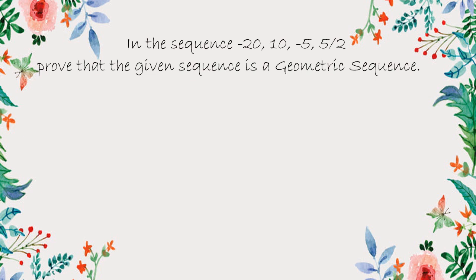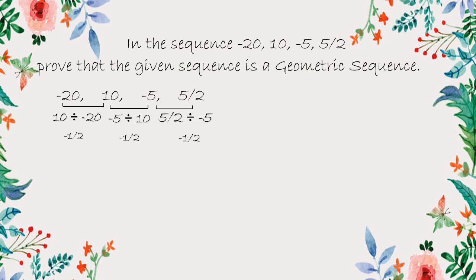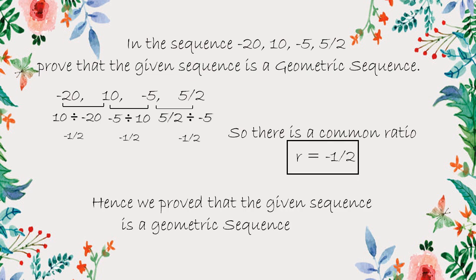Another example. In the sequence negative 20, 10, negative 5, and 5 halves, prove that it is a geometric sequence. So 10 divided by negative 20 is negative 1 half. Negative 5 divided by 10 is equal to negative 1 half. 5 halves divided by negative 5 is equal to negative 1 half. So there is a common ratio, and that common ratio is equal to negative 1 half. Hence, we prove that the given sequence negative 20, 10, negative 5, and 5 halves is a geometric sequence.